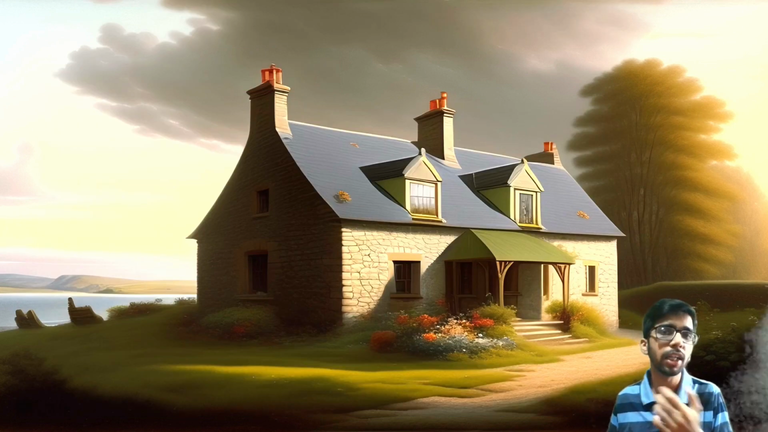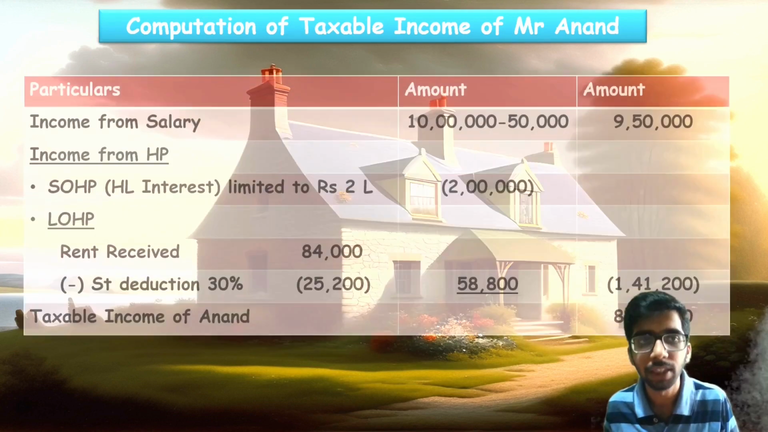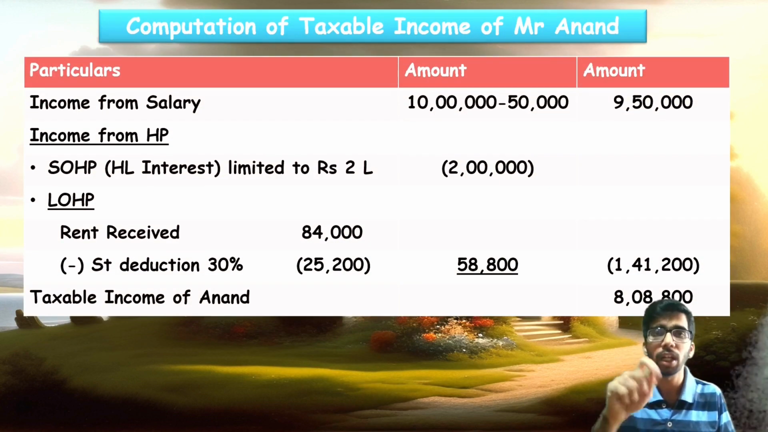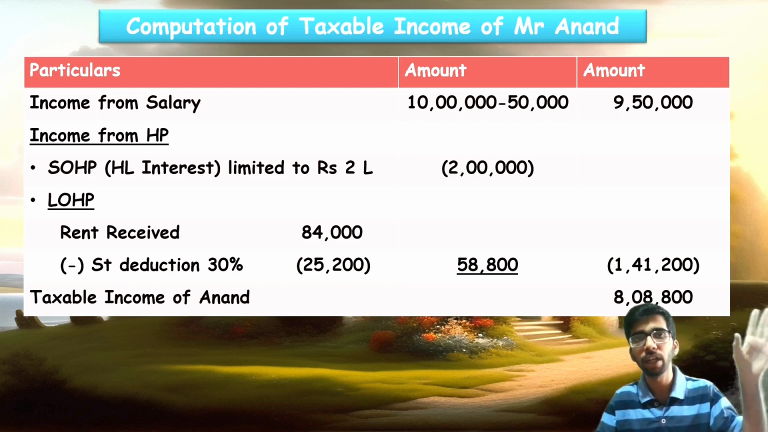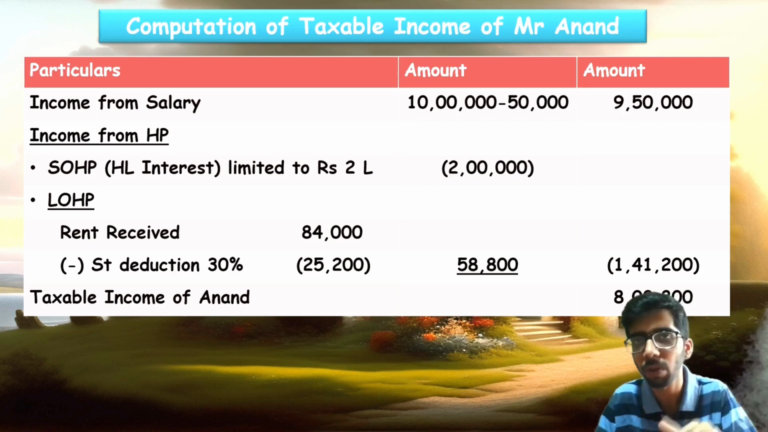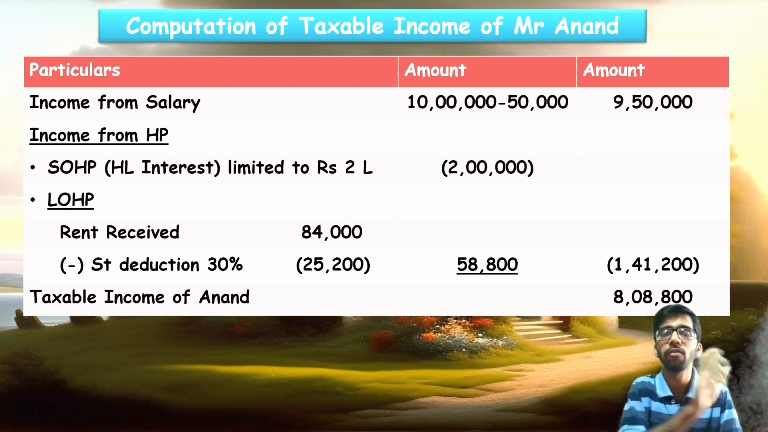Let's see our answer. Computation of taxable income of Mr. Anand. Income from salary 10 lakh minus standard deduction under section 16 will be allowable to him, and I have already discussed it in my new scheme or old scheme video. If you have not watched it, please go and watch that. I will also provide the link in the description box. So 9,50,000 is the income from salary.